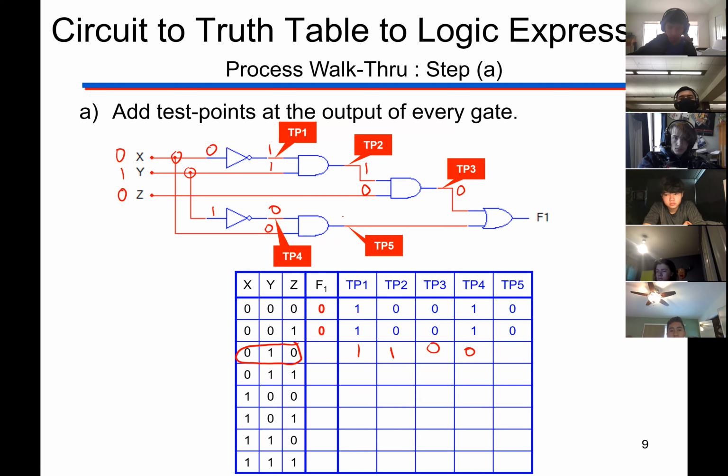0. All right. And now I'm looking at test point 3 and test point 5. One of them has to be on. Since this is an OR gate, either one of them can be on to give me an output. What's the output going to be? Anybody?